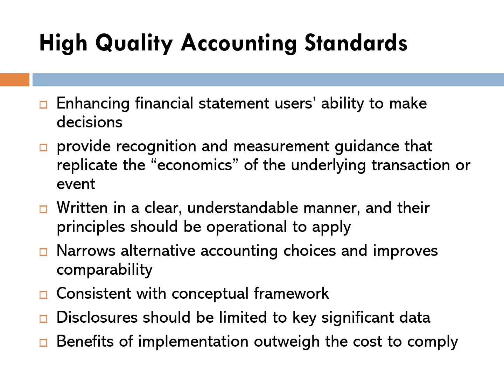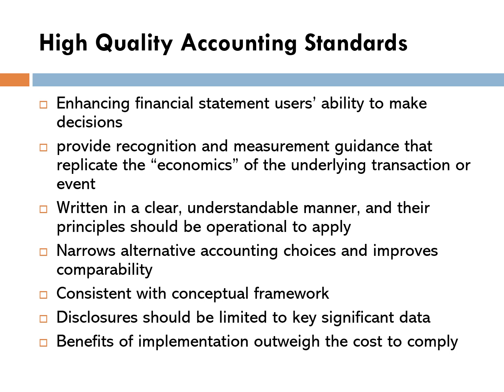And then the third one, the accounting standard should be written in a clear, understandable manner, and its principles should be operational to apply. So it is not difficult to apply the principles, because the standard provides us with a clear and understandable standard. And then the fourth one, the accounting standard should decrease the alternatives or narrow the alternative accounting choices and improve comparability. So by having a high quality accounting standard, at least we have limited accounting alternatives, that enable us to compare easily between one company and another company, or maybe between accounting periods for the same company.